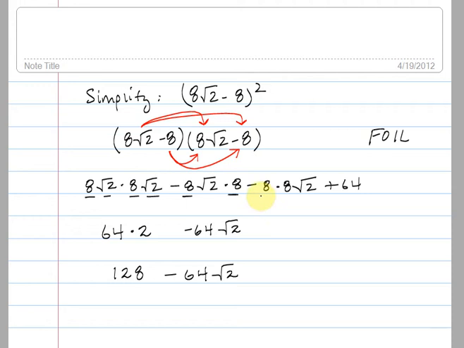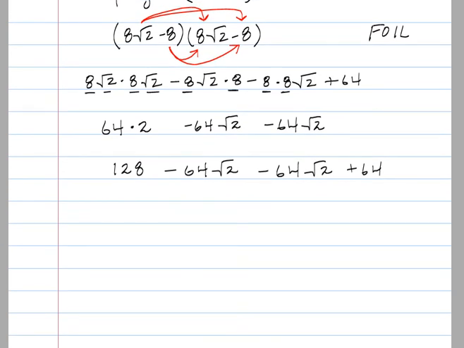And then in the same way, we have negative 8 times 8, which is negative 64. And then again, that square root of 2 can just be tacked on. So that third part is negative 64 square root of 2, and then of course we have our positive 64 here on the end.